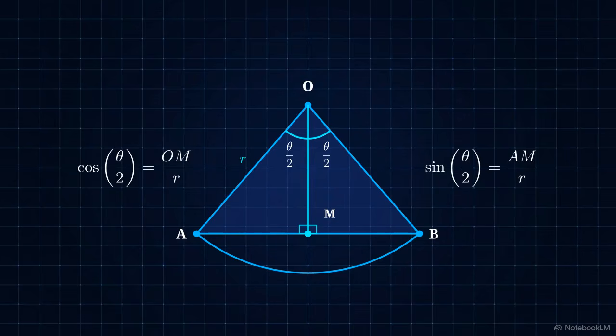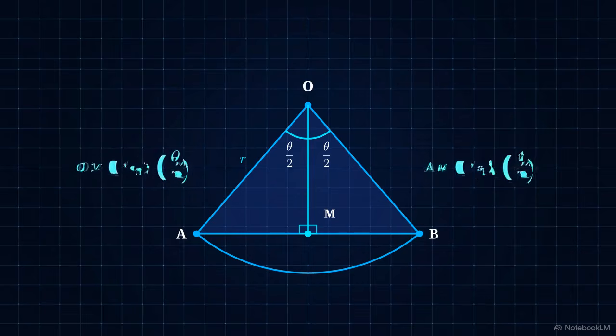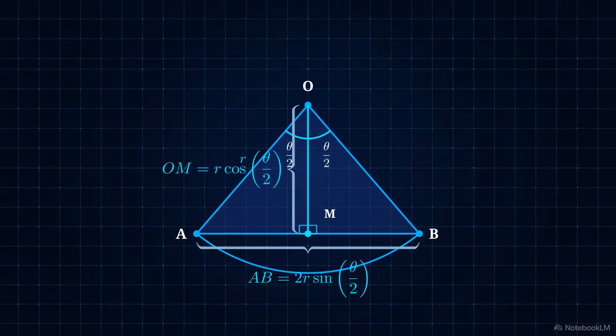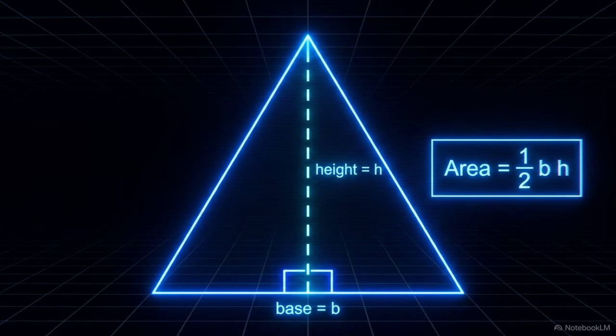Basic trigonometric ratios, sine and cosine, allow us to translate the circle's radius and that central angle into exact measurements for the triangle's base and height. With those 2 lengths established, the total area of the triangle is unlocked.